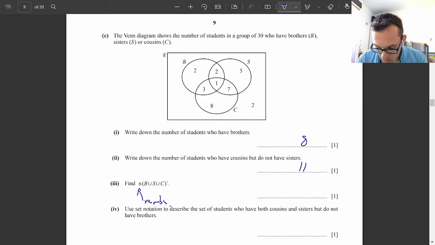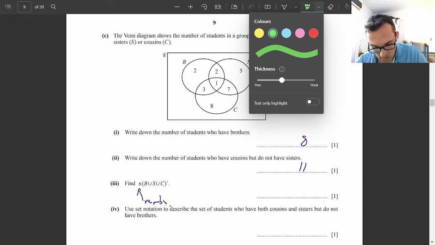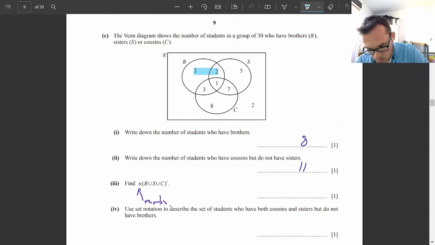We've got B union S union C. So B union S union C means B and S and C, all in brackets. With the complement, it means exactly the opposite of that. So that refers to what's outside, which is 2.